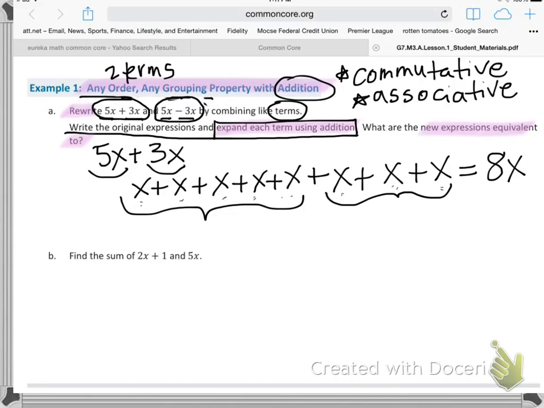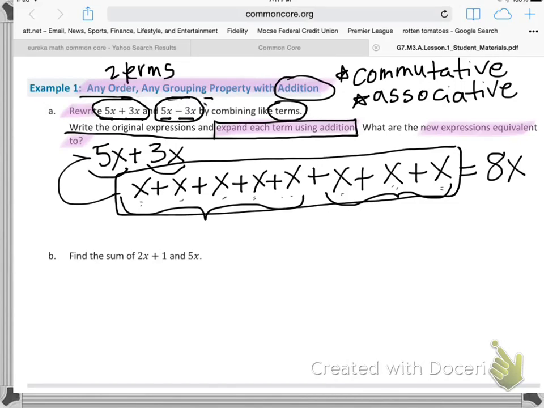So this really ridiculously long string of x's is equivalent, of course, to 8x. So right here, what we've done is we have combined like terms. Easily enough, we could have just said 5x's plus 3x's equals 8x's, but this lets you see what you're doing, hopefully.